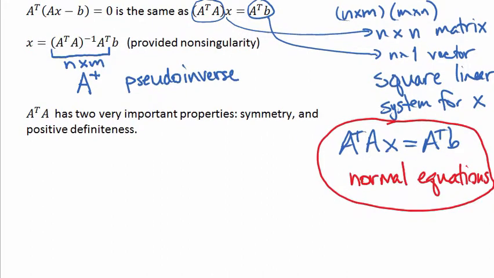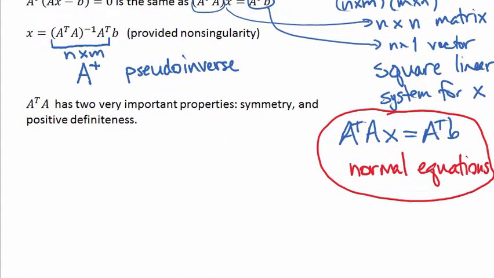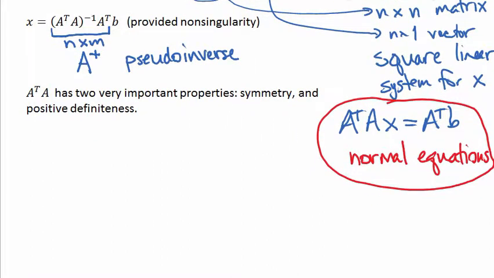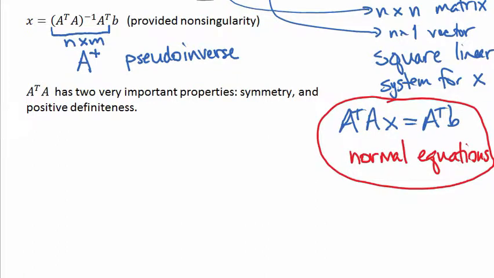Now, that sounds like a pretty simple story. We know all about solving linear systems of equations that are square, and so we could just end the story right there. But the story goes on because this matrix A transpose A actually has two very important properties. One's called symmetry, one's called positive definiteness, and those two properties together make this easier to solve than the average system, and so we're going to have to go into some of the details about that.